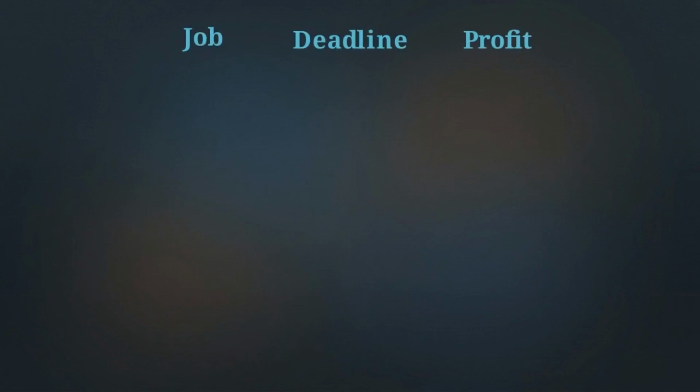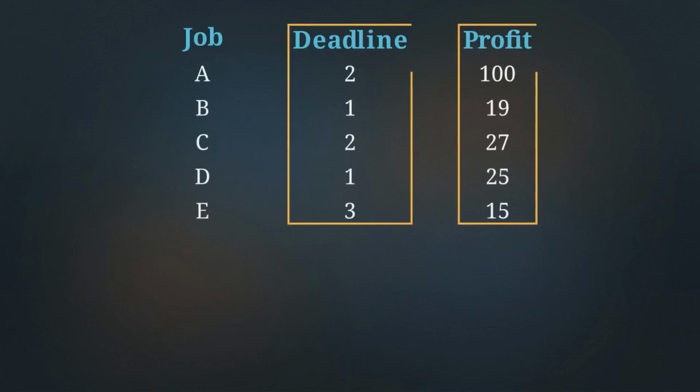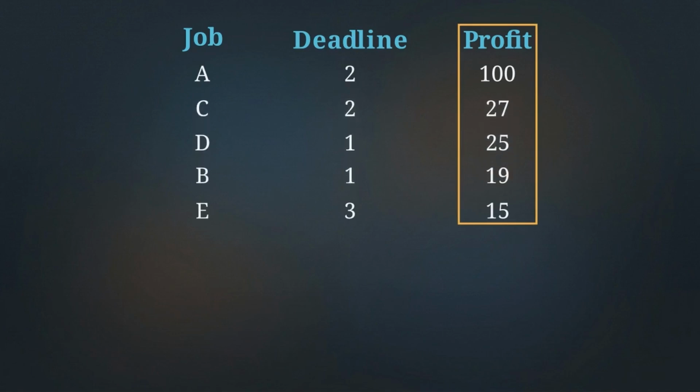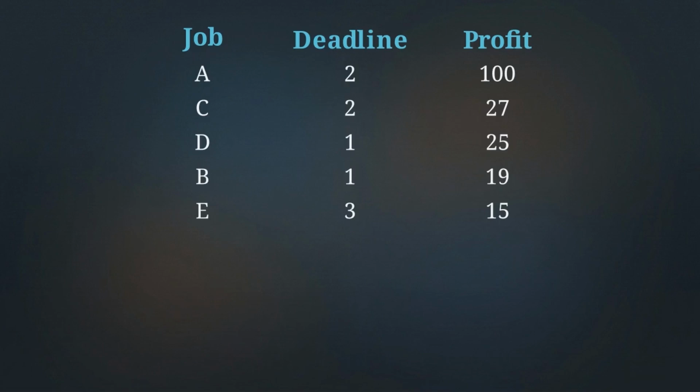This animated data table holds our raw input, 5 unorganized jobs labeled A through E. Each has a specific deadline and a designated profit value. The algorithm's very first step is to prioritize the highest value items. It completely ignores the deadlines and sorts the entire dataset in descending order based strictly on the profit column.